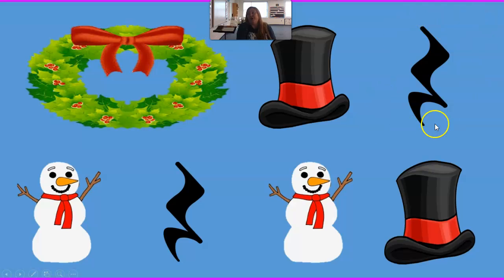Our new symbol, our yellow friend who is giving us our shh sign, is now our musical sign called a quarter rest, where we have 1 beat of silence. Let's see if you can add it with our wreath. Our last one for today. And here we go. We have wreath, hat, snowman, snowman, hat. How did you guys do? Were you able to stretch the wreath over 2 beats? Were you able to be silent on 1 beat?